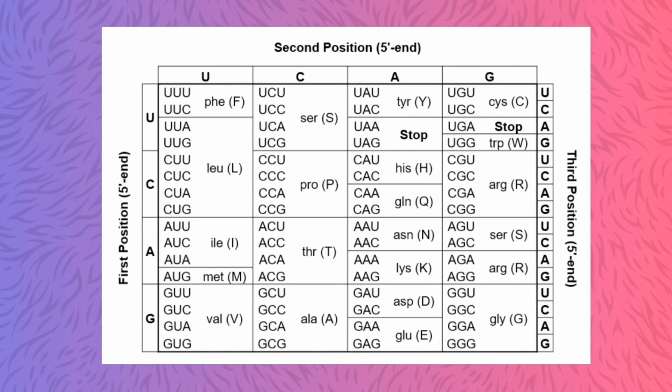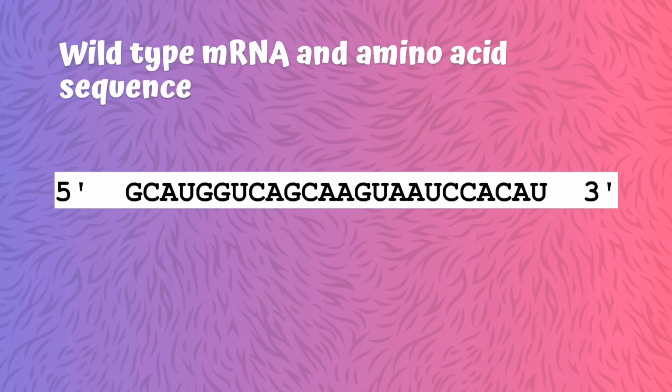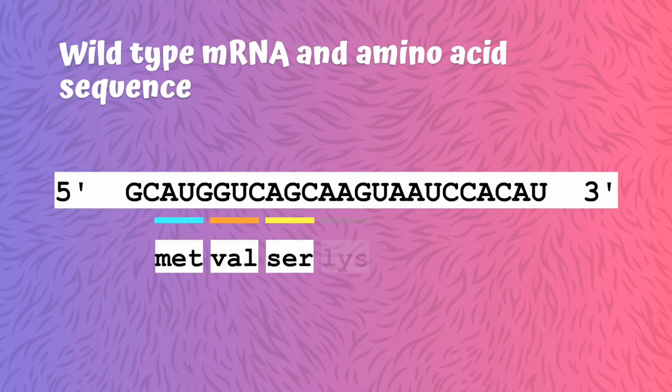This codon chart will help us determine what amino acids are produced from the codons in our mRNA sequence. Our reading frame will be 4 amino acids long and begins with the start codon methionine. This is what our wild-type mRNA sequence looks like and the corresponding amino acids. It's methionine, valine, serine, lysine, and ends with the stop codon.